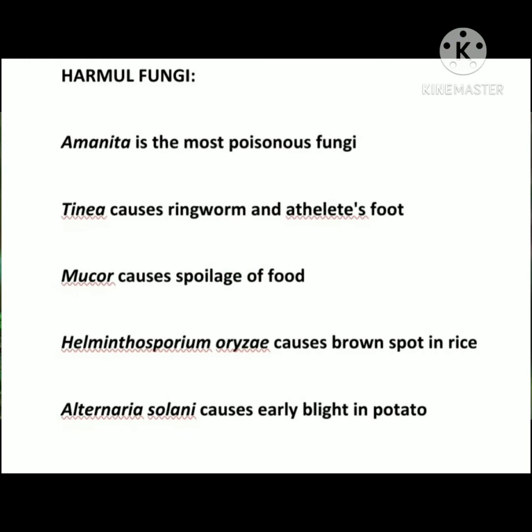Amanita is the most poisonous fungus. Tinea causes ringworm and athlete's foot. Mucor causes spoilage of food. Helminthosporium oryzae causes brown spot in rice. And Alternaria solani causes early blight in potato. With this, we complete the discussion about kingdom fungi.